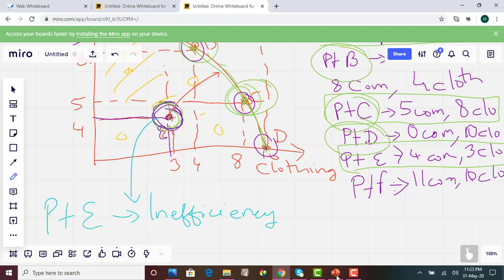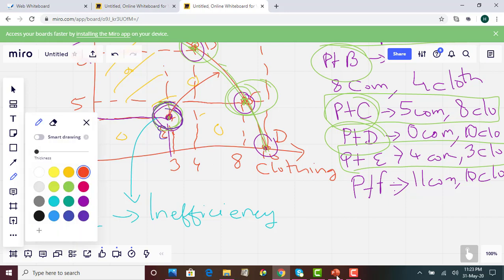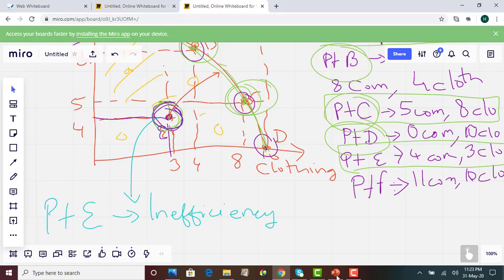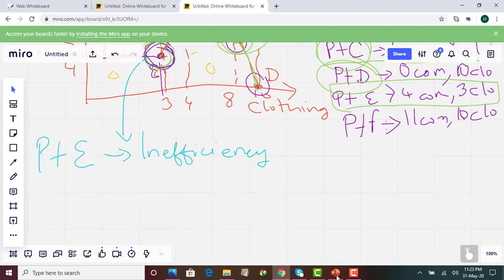Whenever we are on the graph, we are productively efficient, but whenever we are inside the graph, we are inefficient. And inefficiency happens because of two reasons. One is unemployment of resources, which can cause inefficiency. The other one is called underemployment of resources.